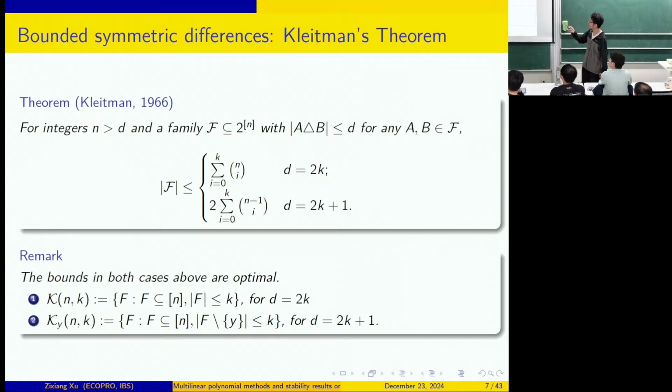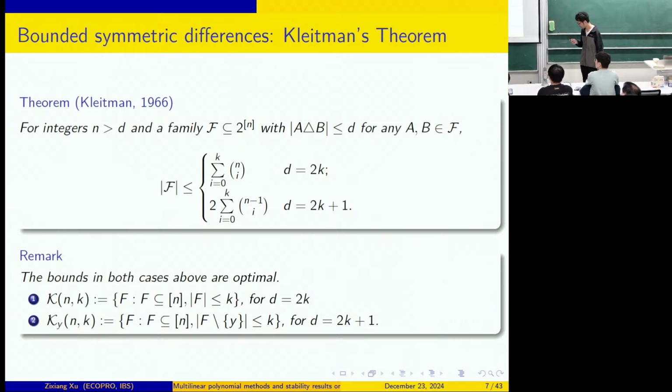This result has lots of applications in coding theory, because the symmetric difference is also related to the Hamming distance. Later we will also mention some more results on this Kleitman theorem.